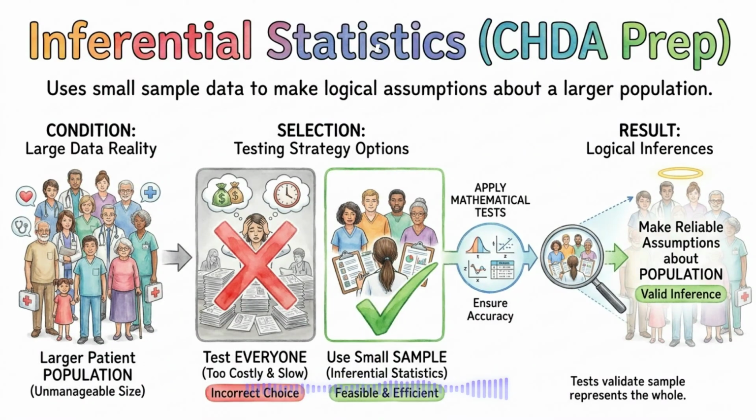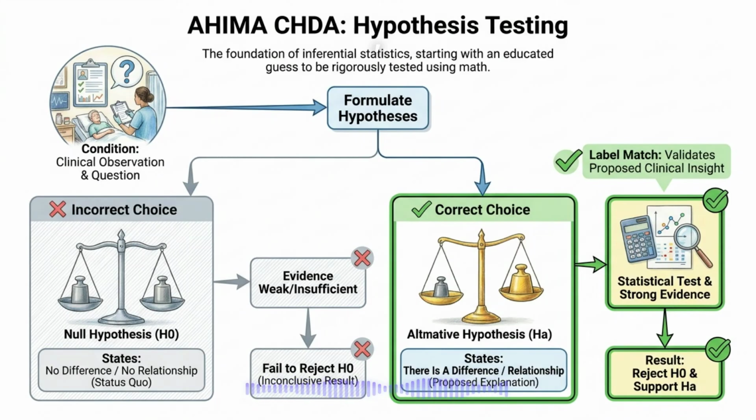The CHDA exam requires you to know exactly which mathematical tests to use to ensure that small sample accurately represents everyone else. The absolute foundation of inferential statistics is a concept known as hypothesis testing. A hypothesis is simply an educated guess or a proposed explanation for a specific clinical observation, which must then be rigorously tested using math.